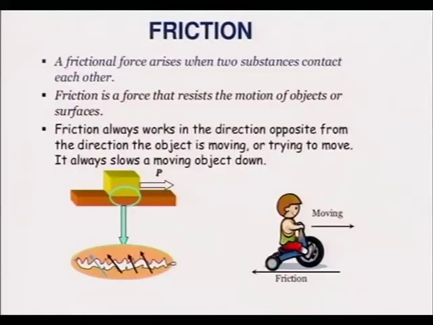Then we look at other forces, which is friction. Friction is a force that resists the motion of objects or surfaces. Between the surfaces of two objects, there is always a force that is resisting that change. Friction always works in the direction opposite to the direction the object is moving, or trying to move. Friction usually slows down a moving object. We have many different frictions. You need to go back and study more on friction. This is just to highlight some of these forces.